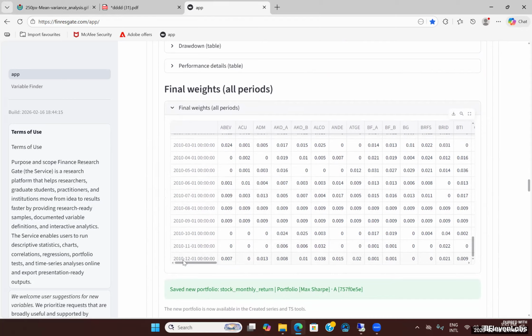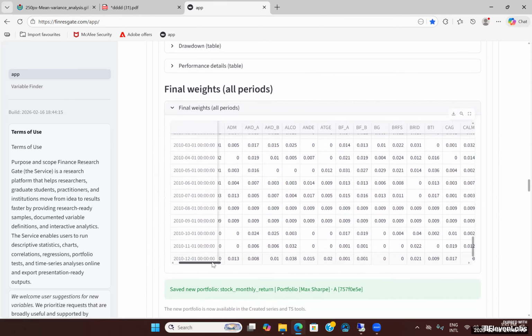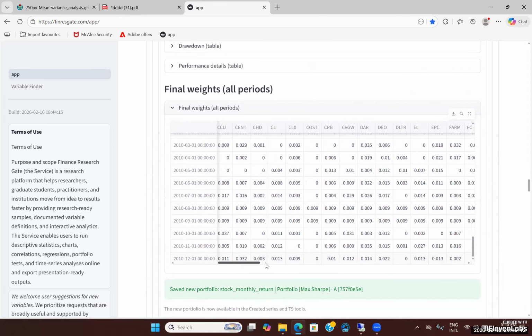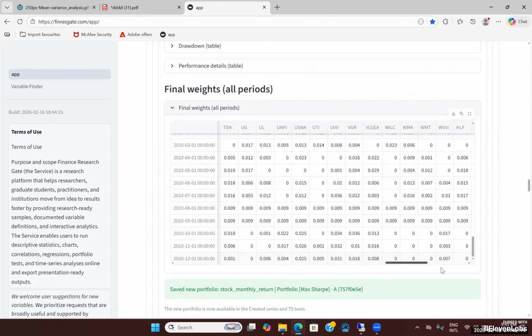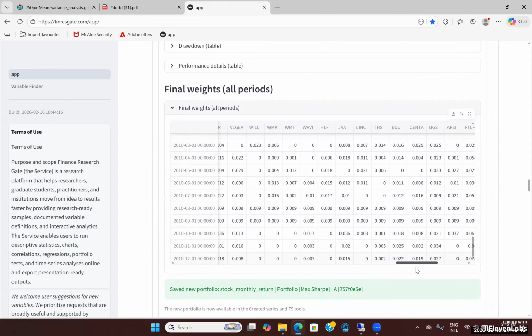For instance, considering the final month of the year 2010, we utilized data from the preceding 60 months to derive our parameters, and subsequently, we carried out the portfolio optimization process. These figures represent the specific investment weight allocated to each individual firm.